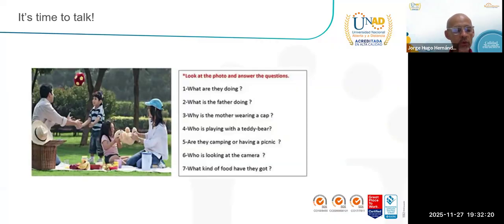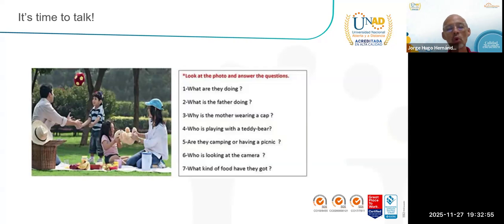Number 2, what is the father doing? You can say about each one of them, what the father, what the mother, what the girl, or what the boy is doing. Number 3, why is the mother wearing a cap? Okay, what does it mean? What can you deduce, taking into account that the woman is wearing a cap? You can talk about the weather, the season.